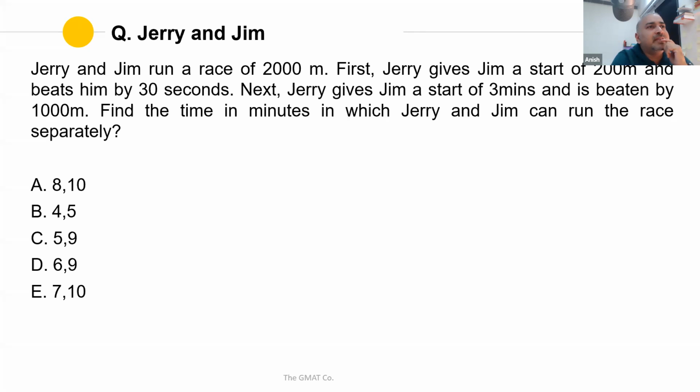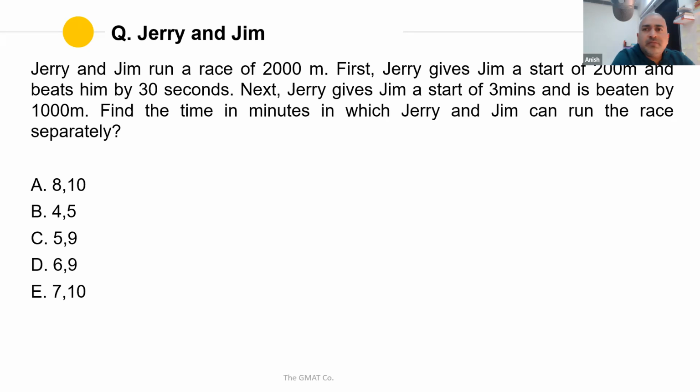Find the time in minutes in which Jerry and Jim can run the race separately. All right, so I have to look for two figures. The time it takes for Jerry, the faster guy, to run the race, and the time it takes Jim, the slower guy, to run the race. And in fact, I can notice that in the answer choices also. In each answer choice, the first figure is smaller than the second figure. Again, indicating that Jerry is the faster guy. One guy takes, for example, let's say option A, 8 minutes, and the other guy takes 10 minutes to run the same race. So of course, the second guy would be slower.